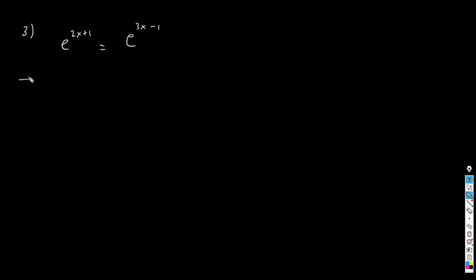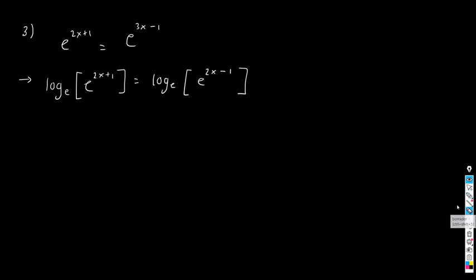So I'm going to use the same method that I used before. I have e to some expression equals e to another expression. I'm going to apply the logarithm on both sides, any logarithm. But in this case, it is a good idea to apply the logarithm base e. So I'm going to go like this: logarithm base e of all of this. You're going to know why I chose e in a moment. Equals the logarithm base e of my number on the right.